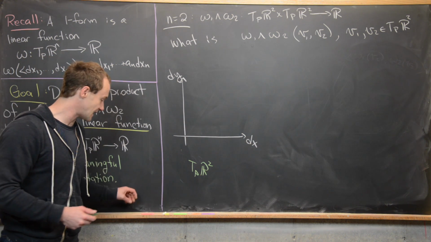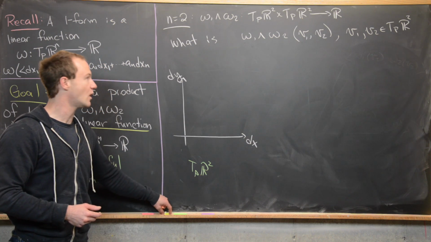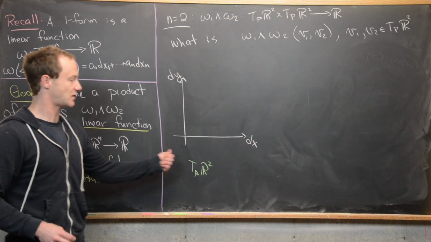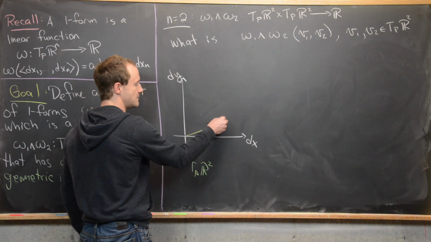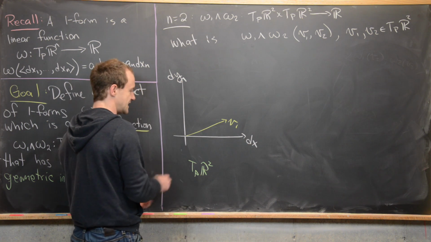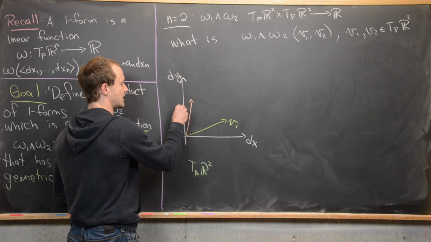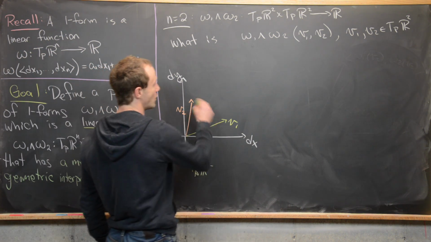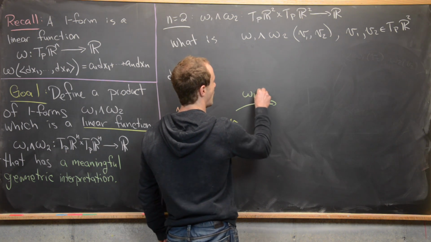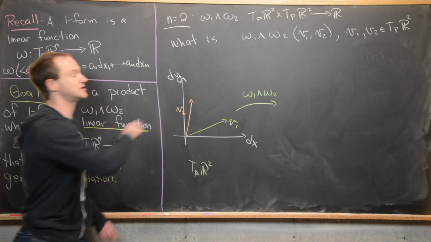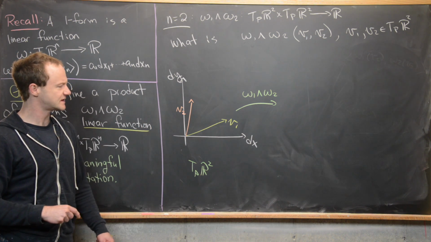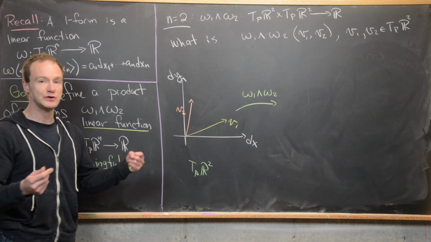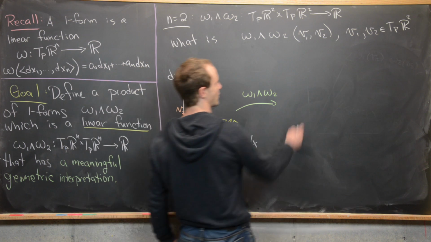Now the next thing that I want to do is put v1 and v2 in this space, because we know that v1 and v2 are both in this plane. So let's say that v1 looks like this, and let's say that v2 is going up in that direction. Now what we want to see is what omega 1 wedge omega 2 will do to these two vectors. So maybe the first thing to do is try to take these two vectors and transport them to two vectors in a new plane, and that's exactly what we're going to do.